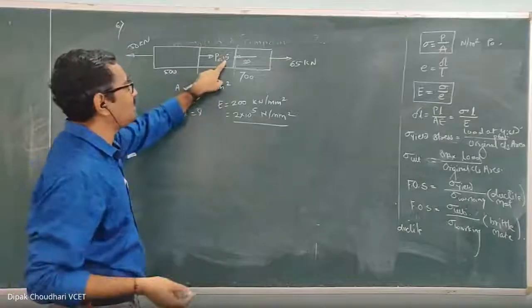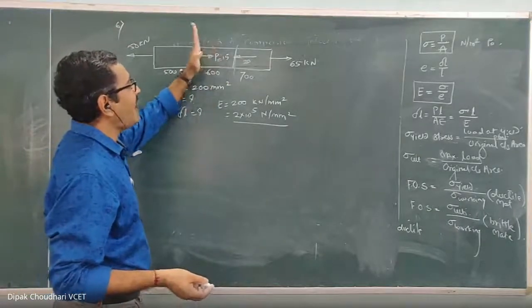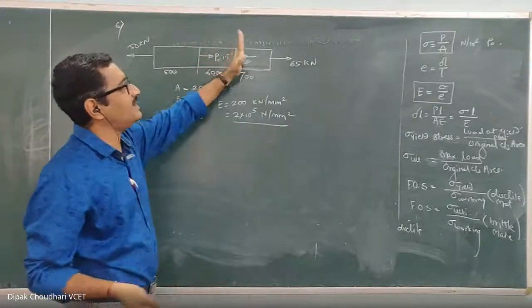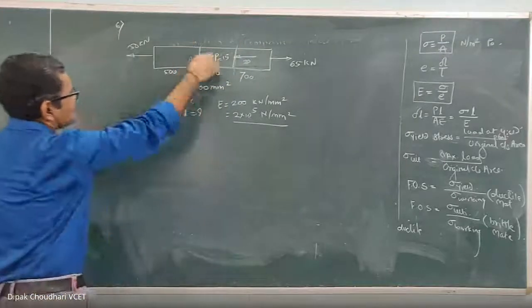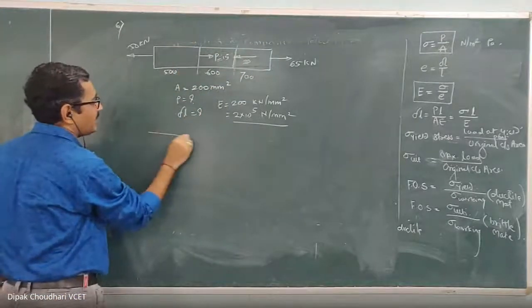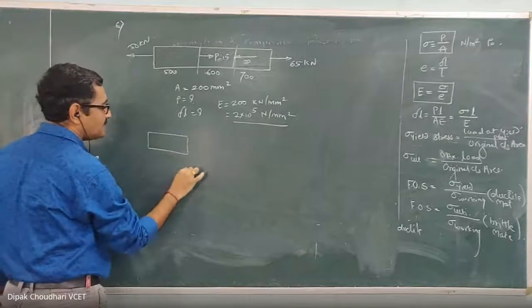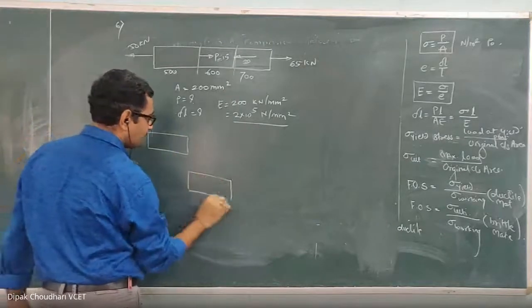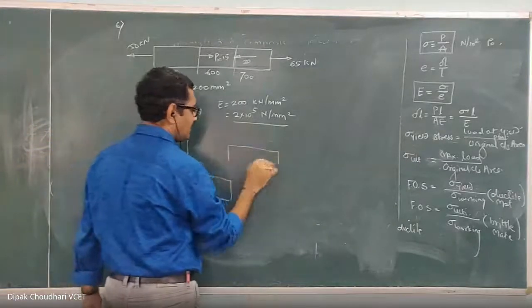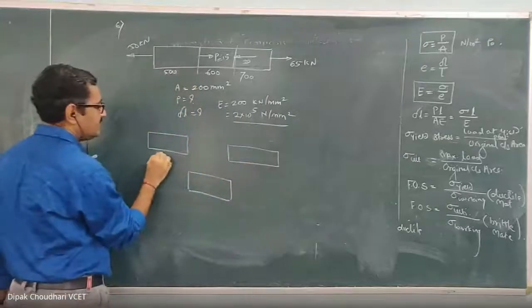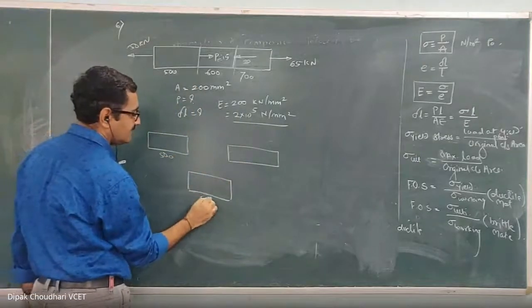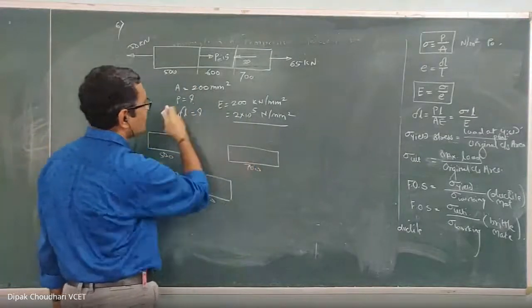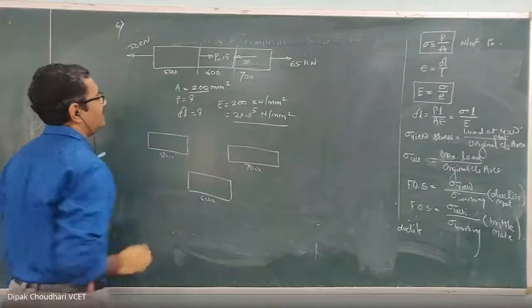Here, because of this P equal to 15 kilonewton, at this point there is a change in axial force. Consider the section there and draw the free body diagram. So this is the free body diagram of the first part, the second part, and the third part. Here this length is 500, this is 600, this is 700. The cross-sectional area is the same, which is 200 millimeters square.